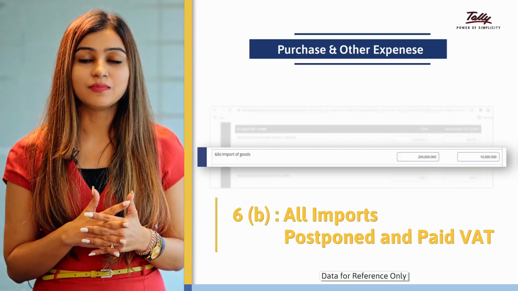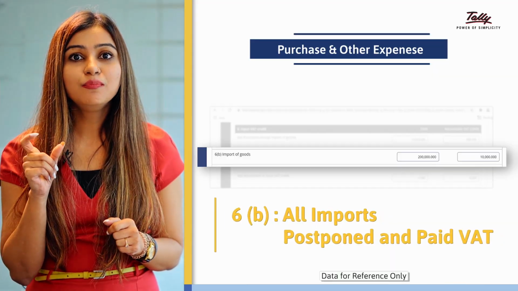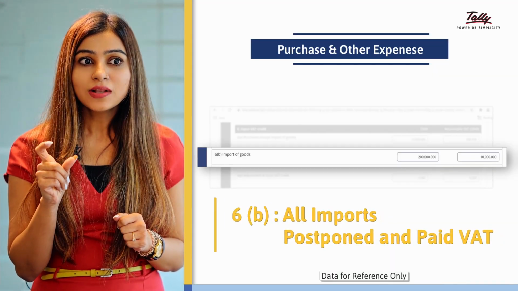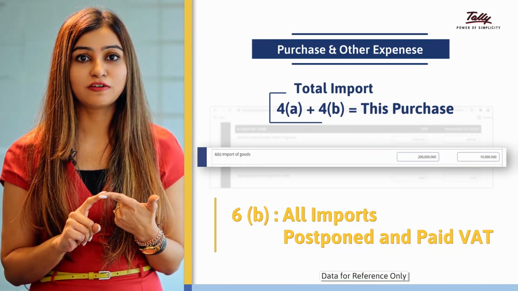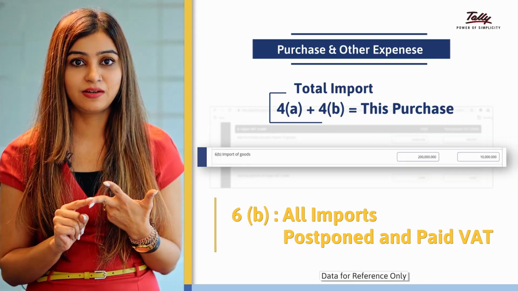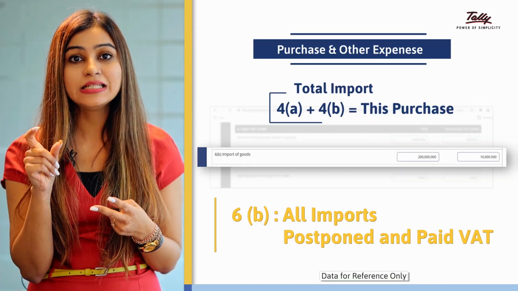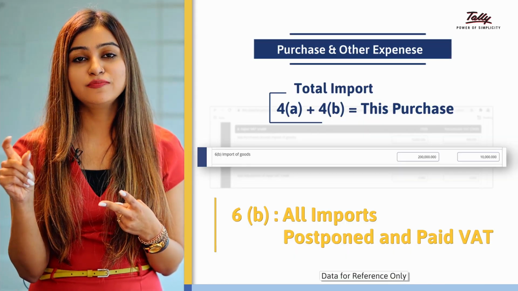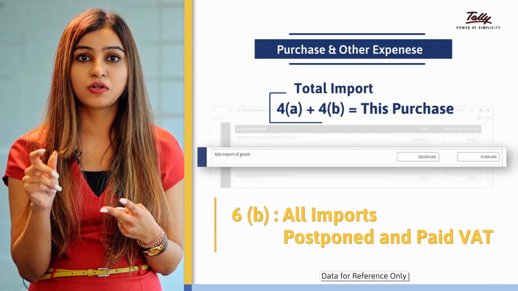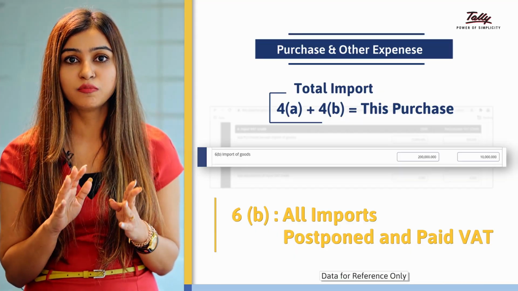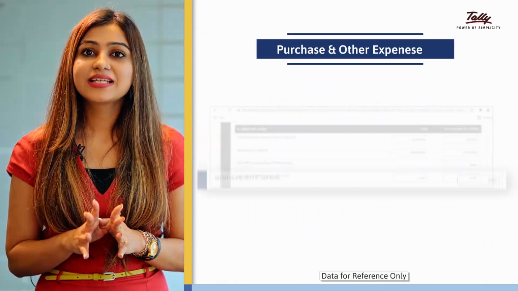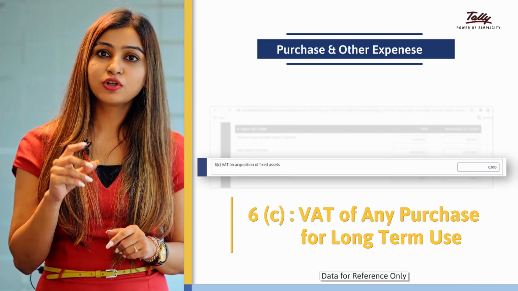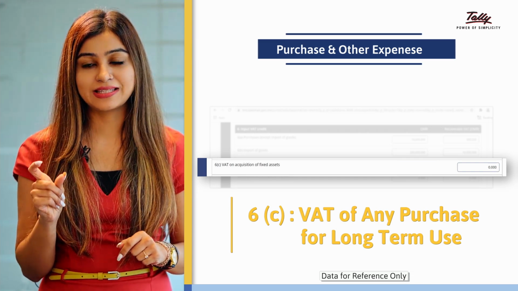Next, box 6B. Box 6B talks about the import of goods. So all the imports that you have reported under boxes 4A and 4B, whether you have postponed the VAT or you have paid the VAT, all the imports of goods need to be reported here, and 5% VAT shall also be recorded on both the imports, like the total of boxes 4A and 4B and the VAT on this value reported. Next comes box 6C, wherein you report only the VAT on the acquisition of fixed assets.